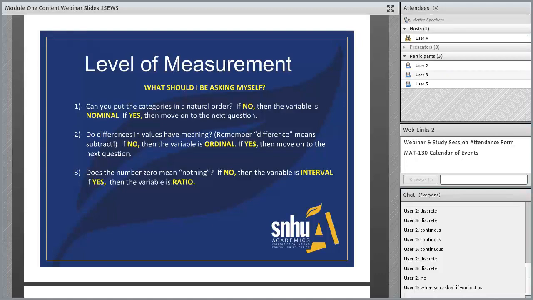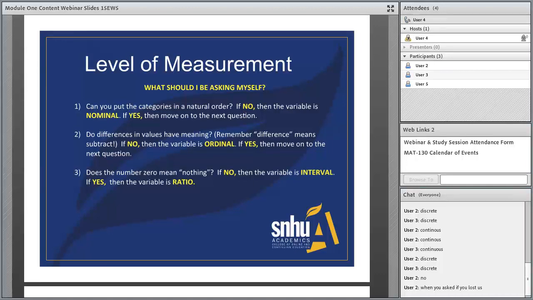Okay, so then we ask ourselves, does the number 0 mean nothing? If the answer is no, so 0 doesn't mean nothing, then the variable is interval. And if the answer is yes, then the variable is ratio.